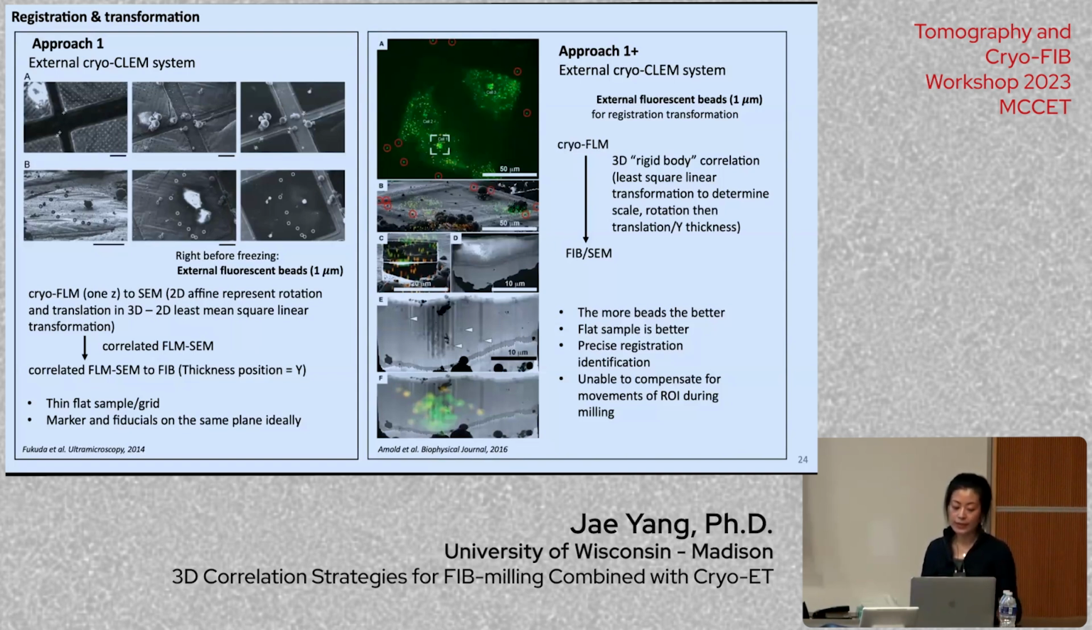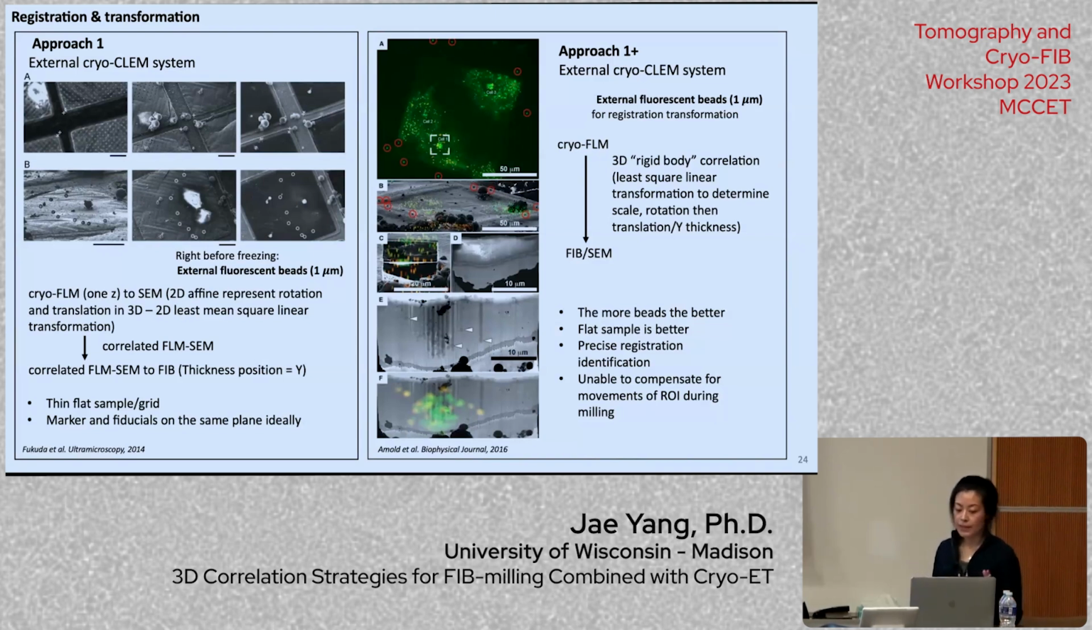So you will correlate to first get the FLM to SEM, and then you will correlate the correlated FLM-SEM to your FIB image. And your FIB image is where you're actually going to position your milling box. In this case, you will actually have your Y, and Y actually represents your thickness, where your Z positioning would be. And you will quickly realize that this applies very well for a very thin, flat sample. It needs to be flat. And also the marker and the fiducial on the same image plane will ideally minimize the errors dramatically.